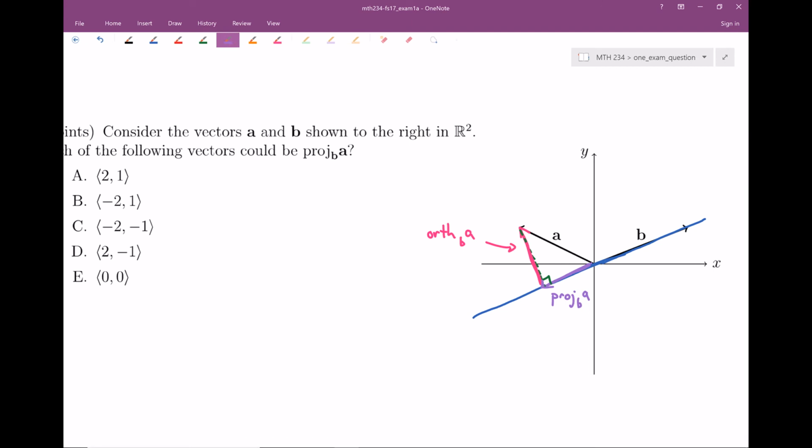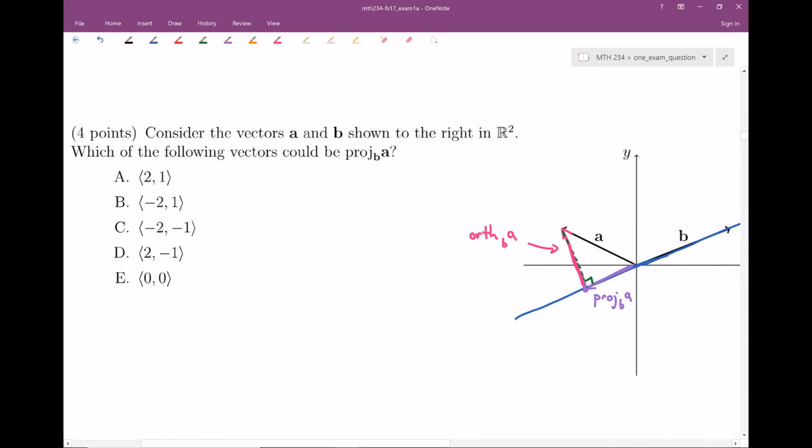And so we can see that the projection of A onto B seems to be heading to the left and down. The fact that it's heading to the left means that its x-coordinate must be negative, and the fact that it's heading down means that its y-coordinate must be negative. So we go over here looking for one that has a negative x-coordinate, aka heading to the left, and a negative y-coordinate, aka heading down. When I look, the only one that satisfies that is C.